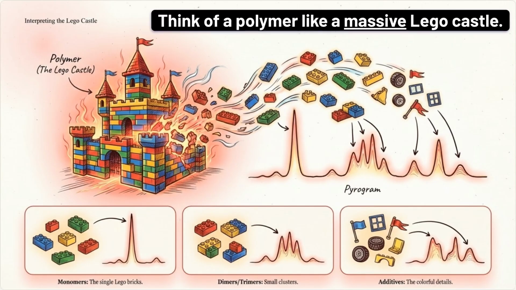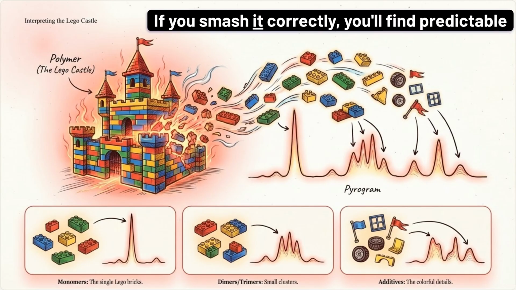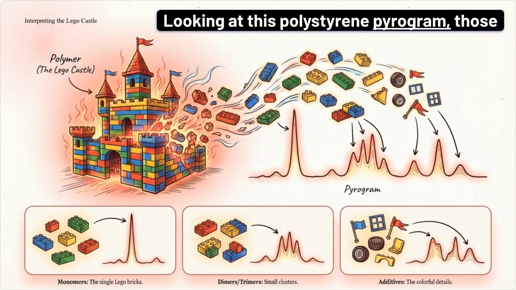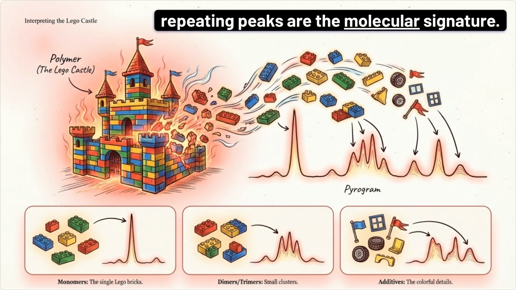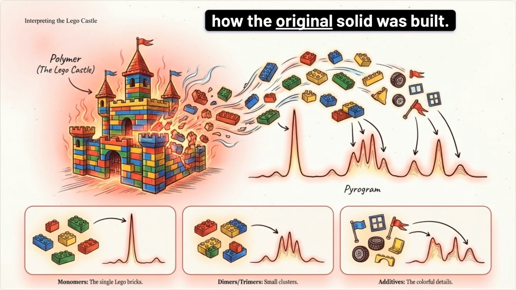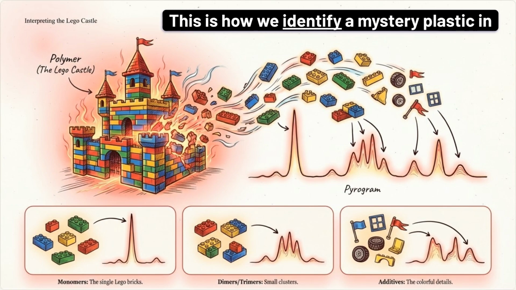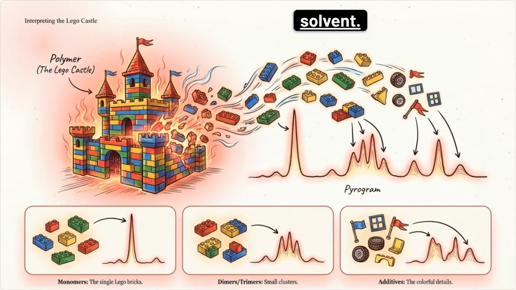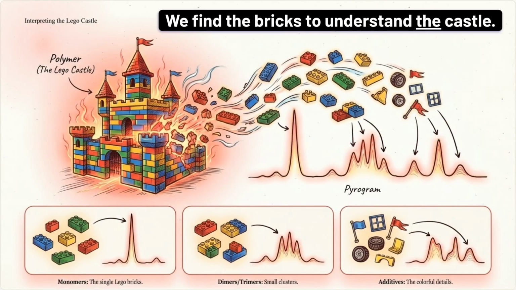Think of a polymer like a massive Lego castle. If you smash it correctly, you'll find predictable pieces. Looking at this polystyrene pyrogram, those repeating peaks are the molecular signature. By looking at the fragments, we can tell exactly how the original solid was built. A technician sees a mess of peaks. A specialist reads a structural story. This is how we identify a mystery plastic in under 30 minutes without using a single drop of solvent. We find the bricks to understand the castle.